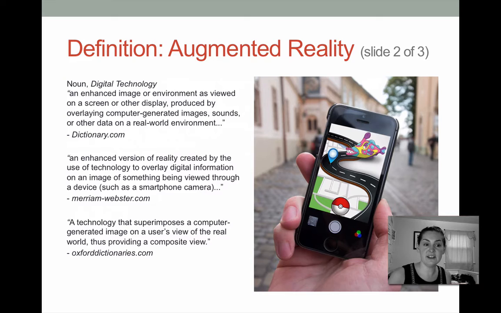These are dictionary definitions. So an enhanced image or environment as viewed on a screen or other display produced by overlapping computer-generated images, sounds, or other data on the real-world environment. And so this, I think, what's interesting about these is that these are current and contemporary definitions that have more to do with current usage of augmented reality. 2 more. An enhanced version of reality created by the use of technology to overlay digital information on an image of something being viewed through a device such as a smartphone or camera, and technology that superimposes a computer-generated image on a user's view of the real world, thus providing a composite view.